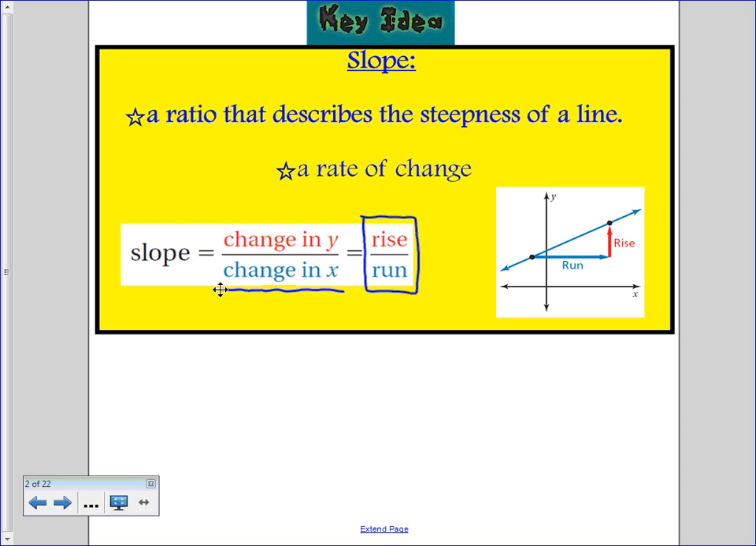Rise is when we take and count how many spots up from one point to the next. Run is how many points over to the next point that we are doing. Rise over run. Pause the video and finish writing these notes. Start it back up when you're ready to go on to the next slide.